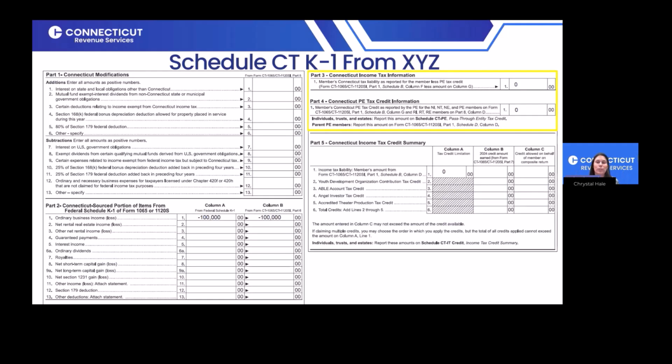Oh, I skipped. First off, we have our second K1 from XYZ. And since we had an overall loss, we should not see any composite payment or PE credit issued to our pass-through entity, because there was no income to pay a liability for.